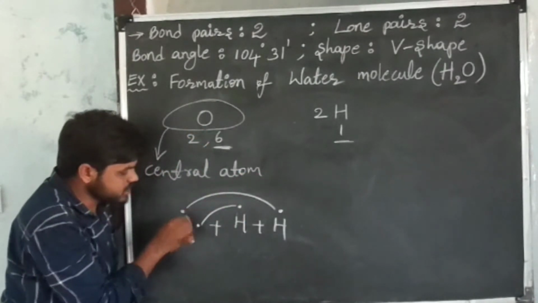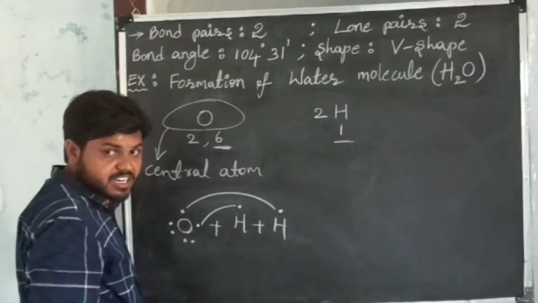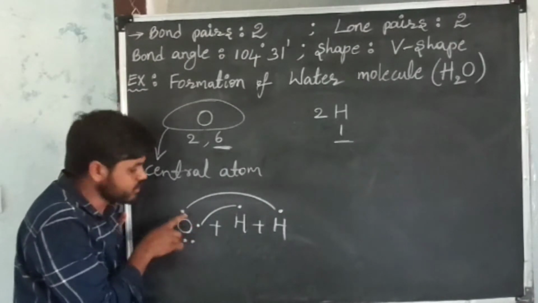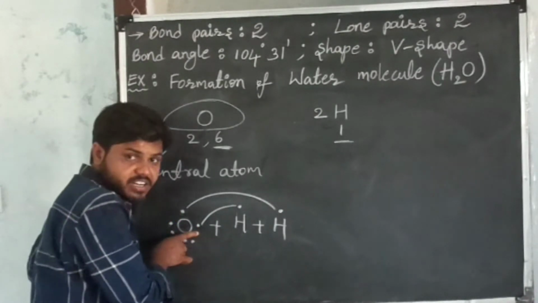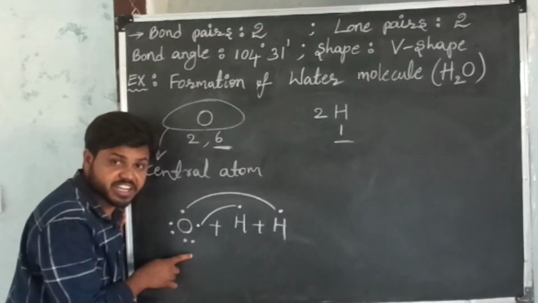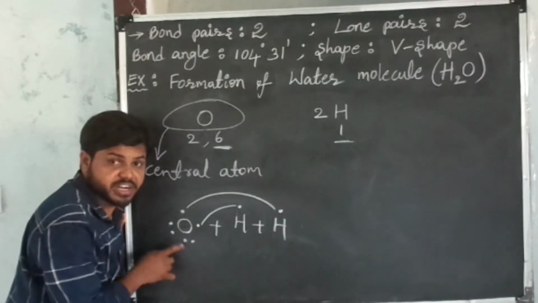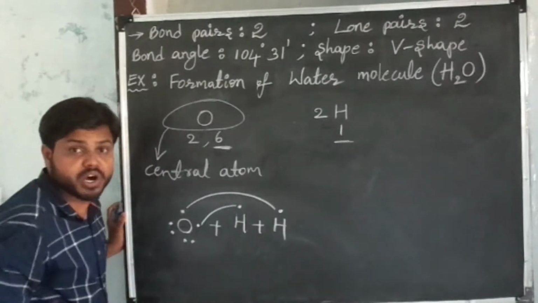So in this oxygen, 6 valence electrons there. From that, 2 are participating in chemical reaction. That's why these 2 participating electrons are called bonded electrons. And these 4 valence electrons are not participating in chemical reaction. That's why these 4 electrons are called unbonded electrons.